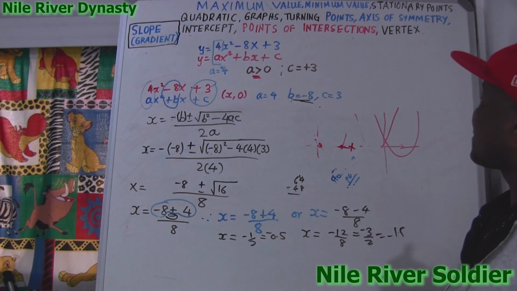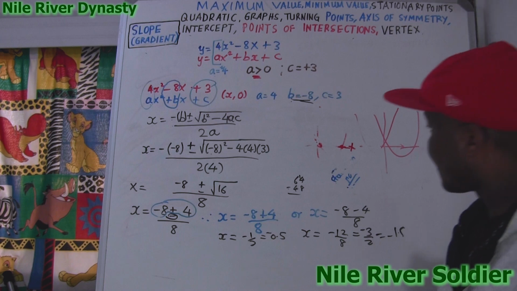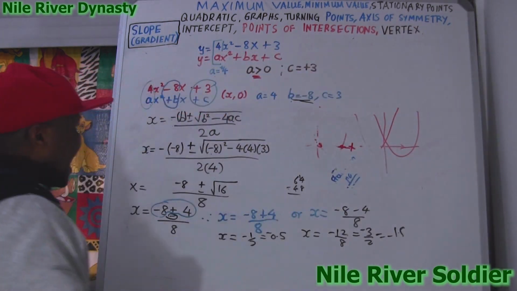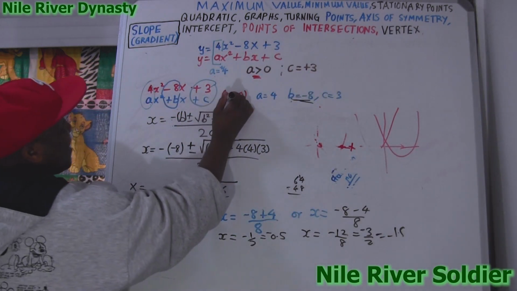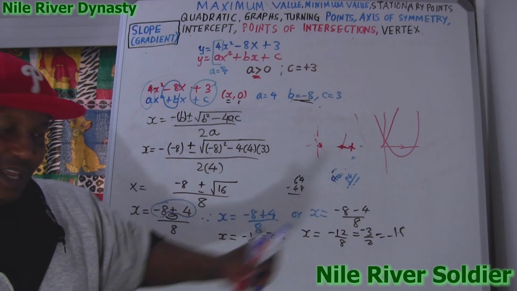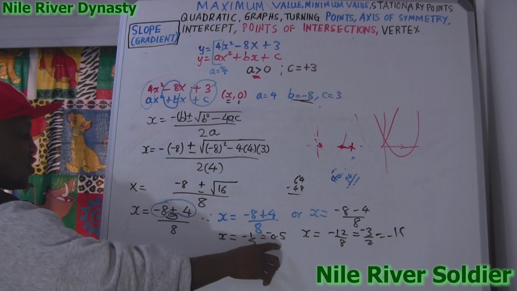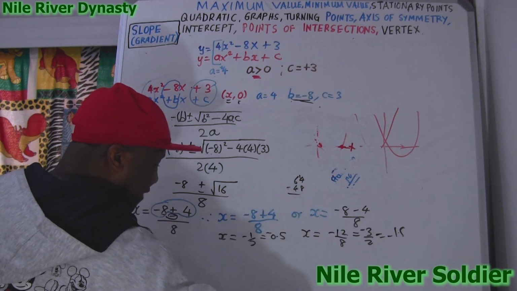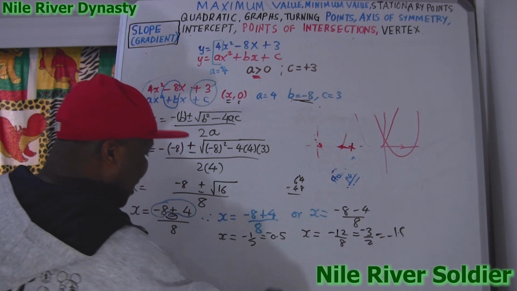So these are the x-intercepts. There are two x-intercepts. And when x-intercept, y equals 0. So I believe you know how to use the formula. I need space, so I'm going to raise here. Okay, so we have x-intercepts negative 0.5 and negative 1.5.